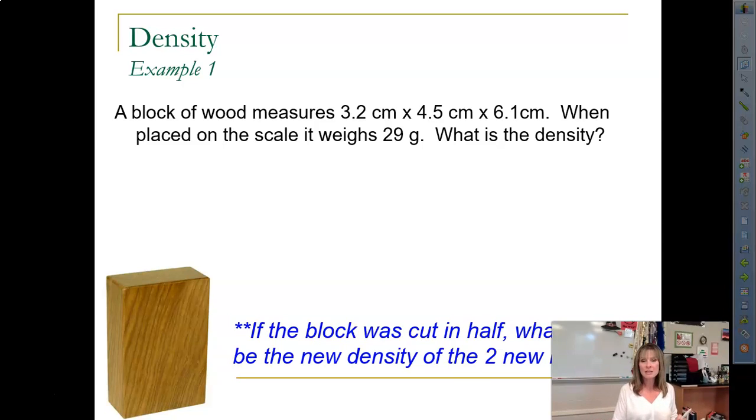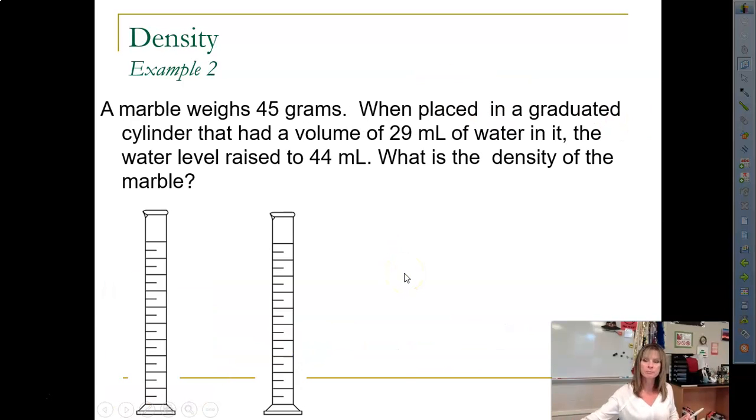Because remember, density is an intensive property, so it doesn't matter how much I have. I've already found out what the density of that wood block is, so that means those 2 smaller blocks are going to have the same density because they will have less mass per unit of volume, but it'll be the same. It'll be the same as that big block. So it'll be the same.